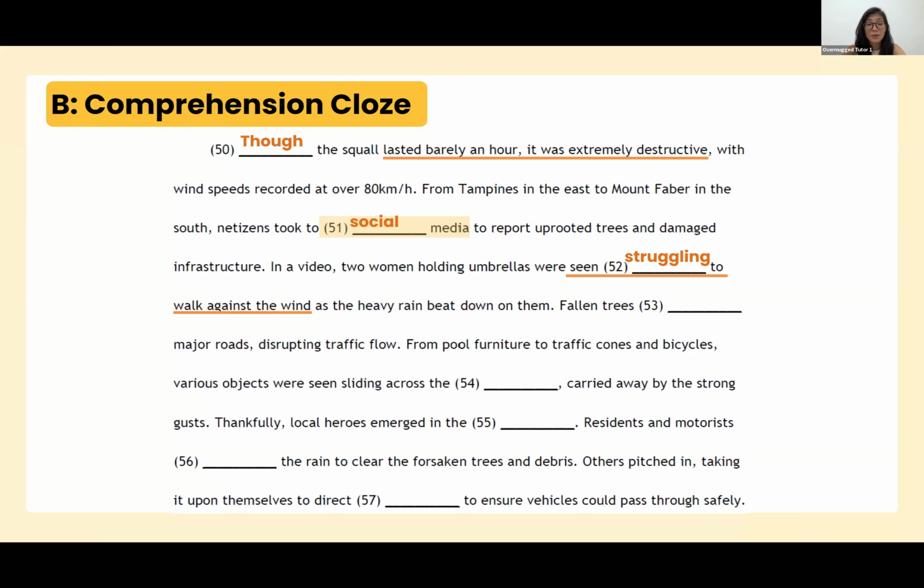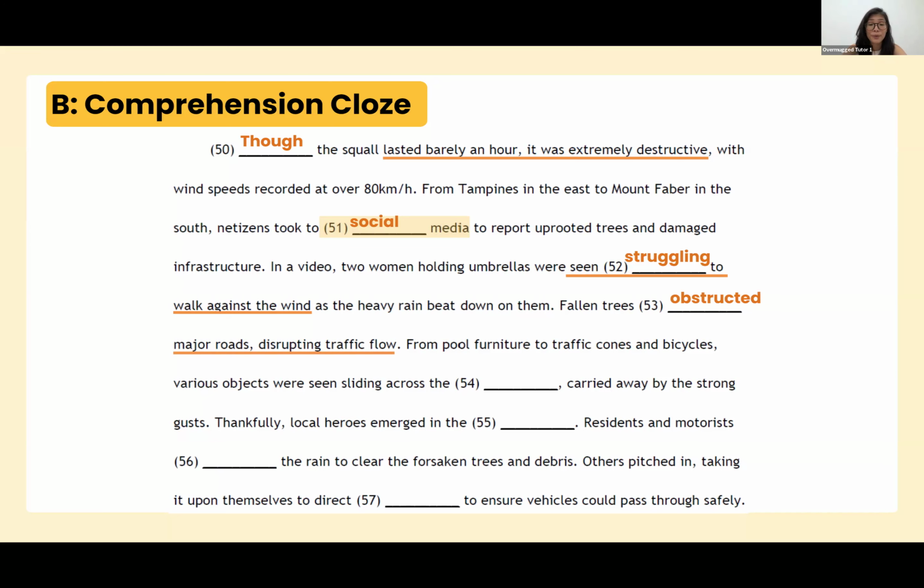Question 53. The fallen trees blank the major roads, disrupting traffic flow. So if the cars can no longer move, what did the trees do? The trees had obstructed those roads.